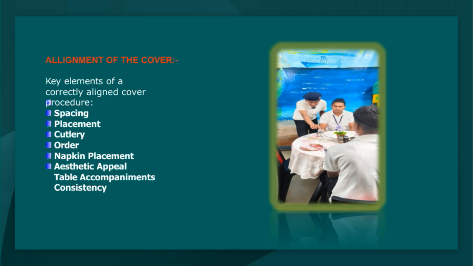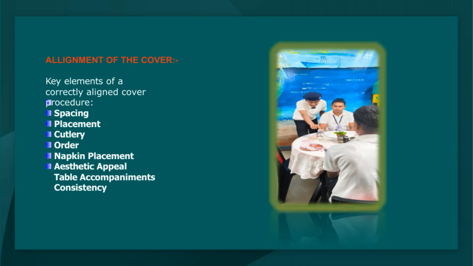the sequence of courses. Next, we consider napkin placement and aesthetic appeal. A well-placed napkin should be inviting and complement the overall table setting. It's not just about functionality, but also about creating visual harmony that appeals to the eye. Then, table accompaniments are important. They include salt, pepper, and other condiments. These should be consistently placed so guests can easily find them, maintaining a sense of order and professionalism.